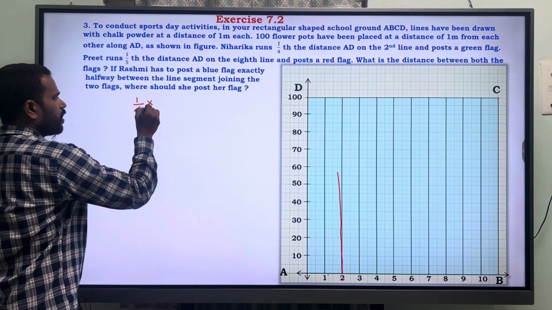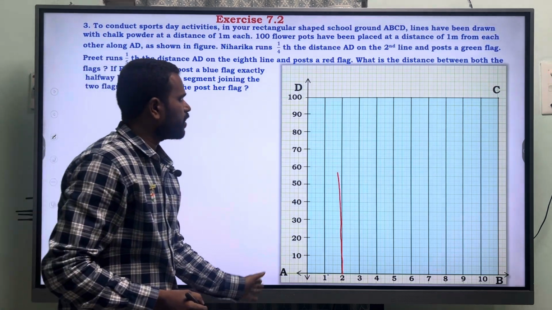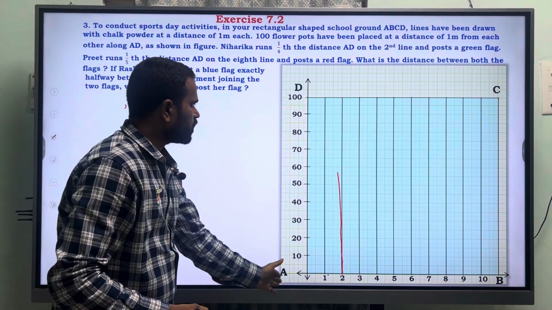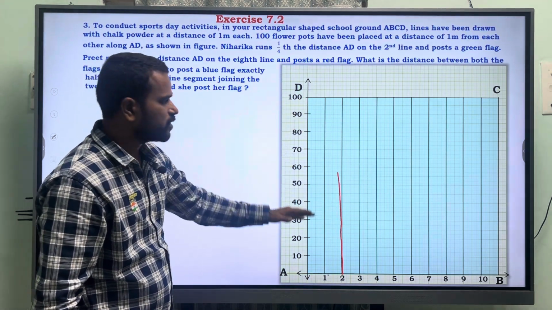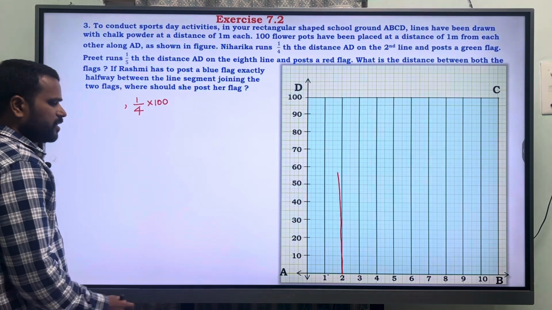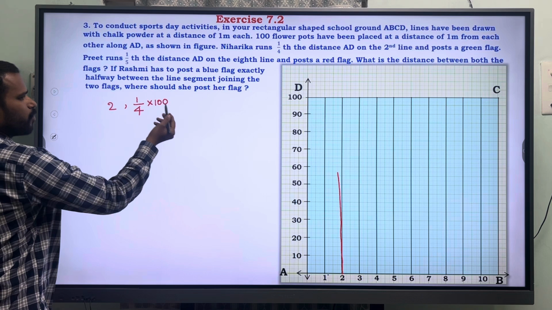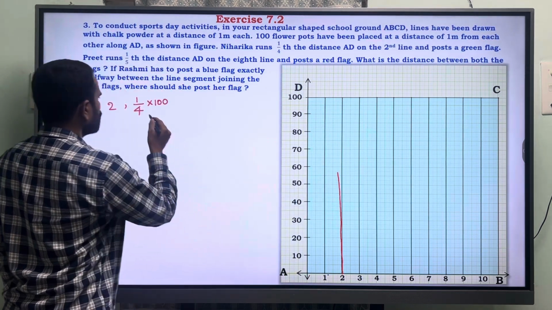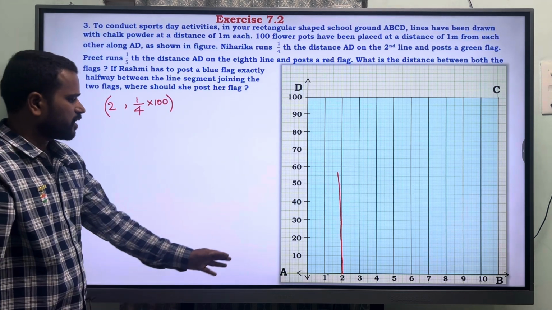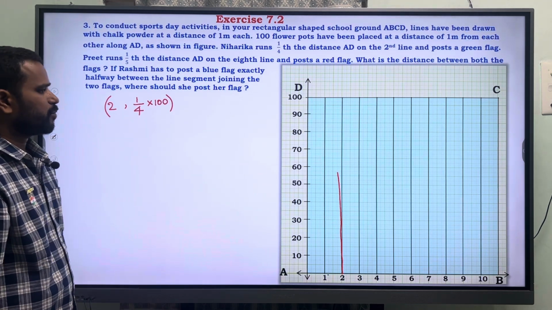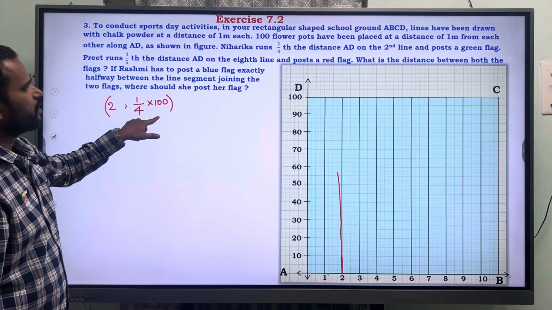So 1/4 into 100. Why am I taking 100? Because there are totally 100 flower pots and each is placed at 1 meter, so this is 100 meters. In the second line, x is 2 and y is along this way. So these are the coordinates of the first point, and this is Niharika.